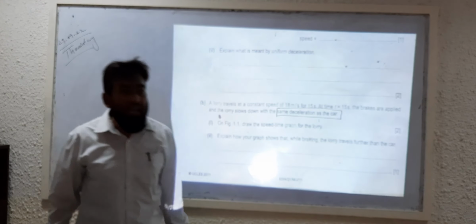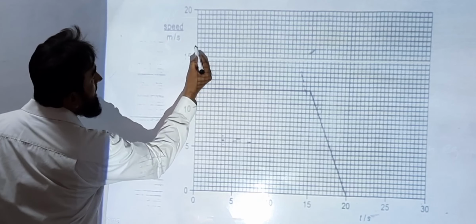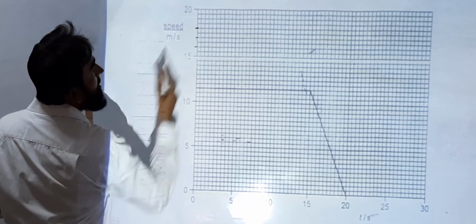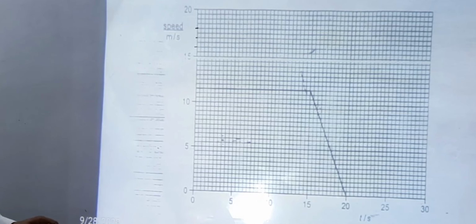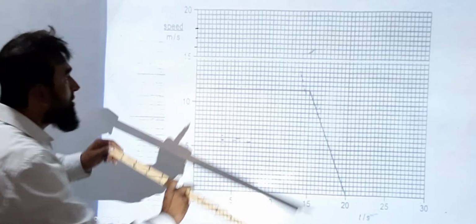Draw the speed time graph for the lorry. Now 15, 16, 17 and 18. So I will have to draw a horizontal line because it is moving with uniform velocity, constant velocity of 18.